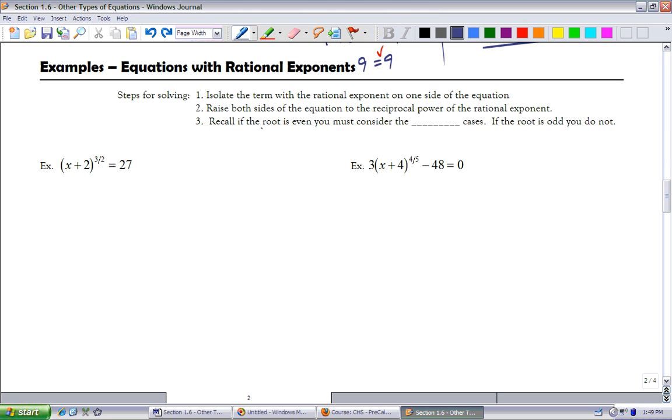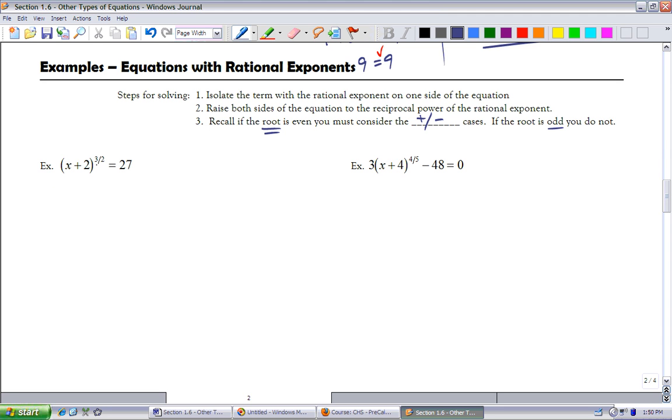The one thing that you do have to remember here is that when you are taking both sides to the rational exponent power, the denominator will represent a root, and if that root is even, you have to consider a plus and minus case. Okay, if the root's odd, you do not. Okay, so let's take a look at this first one here.